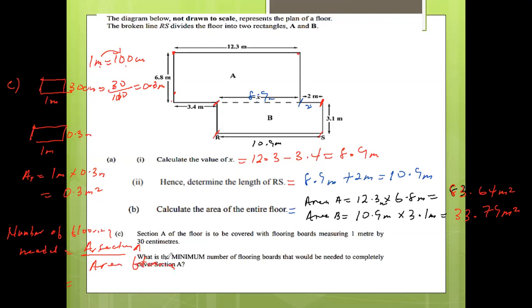Now, when we come here, what do we get for the area of section A? 83.64. Right, so 83.64 meters square divided by the area of the flooring board, which is 0.3 meters square. That will give me how many tiles I need to tile section A. Right, so can somebody help me here now? 83.64 divided by 0.3, what do we get?